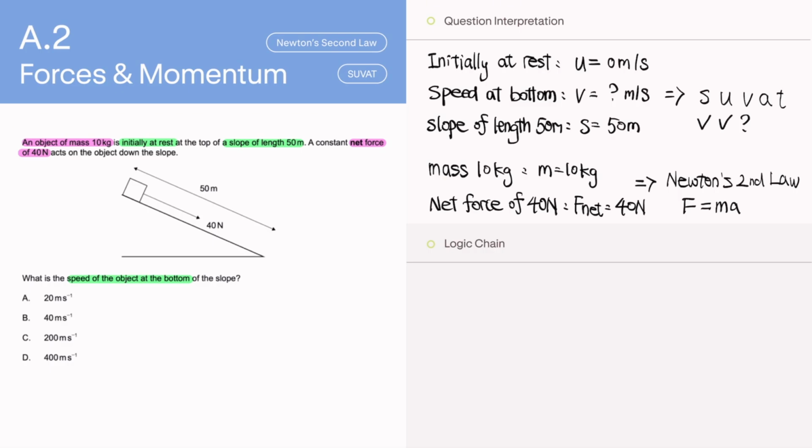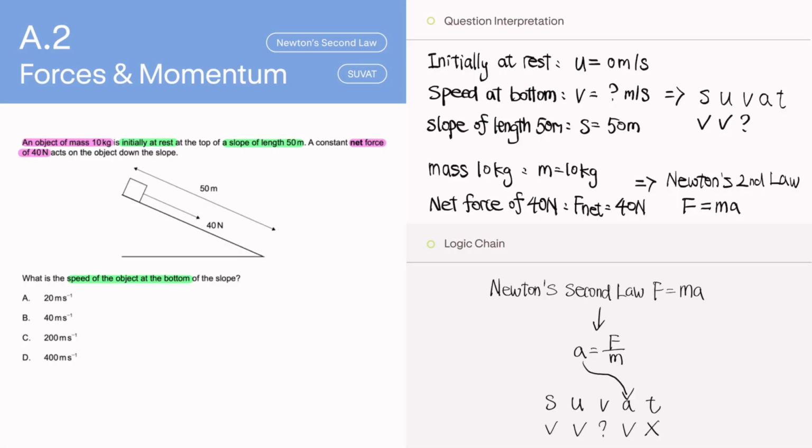Let's move on to the logic chain and write down the sequence of reasoning we will follow for answering the question. The first step is to apply Newton's second law, F equals ma, to find a, the acceleration of the object. From the question interpretation, we've already found s and u, and we are getting a from Newton's second law. So we've gathered sufficient information to solve for the SUVAT equation. If you want to challenge yourself, just hit pause, and we will compare answers in a sec.